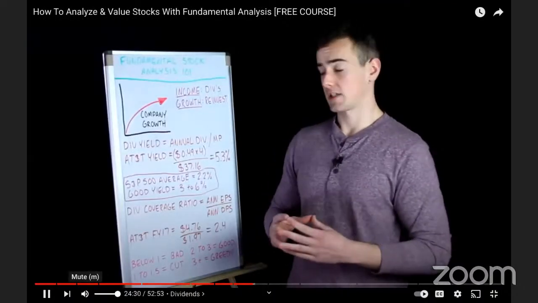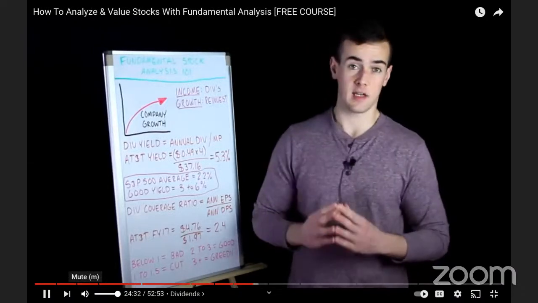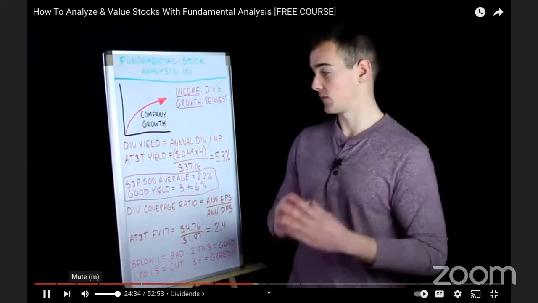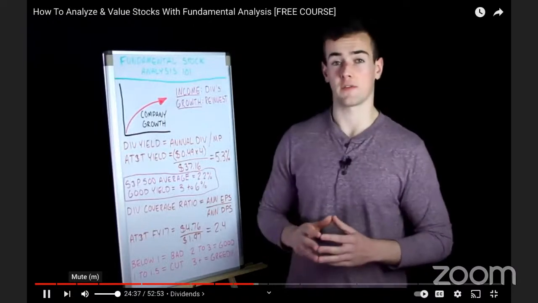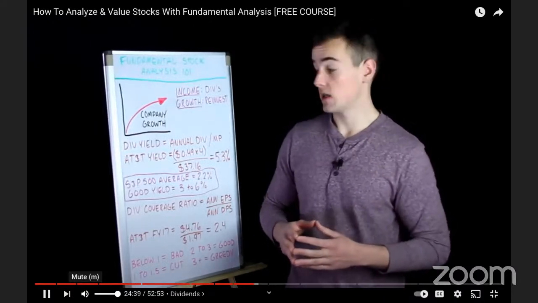So let's calculate it for AT&T. Over the last 4 quarters, they've paid a 49-cent dividend. So we take 49 cents times 4 and divide it by the market price of $37.16, and that gives us a dividend yield of 5.3%.